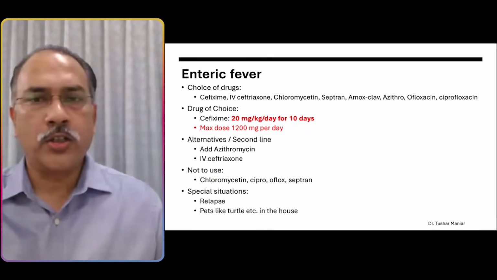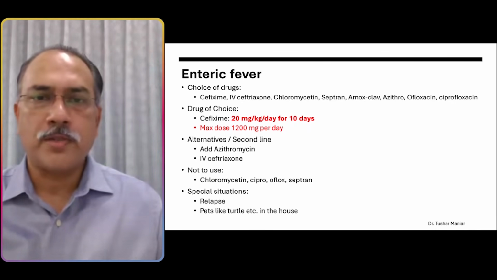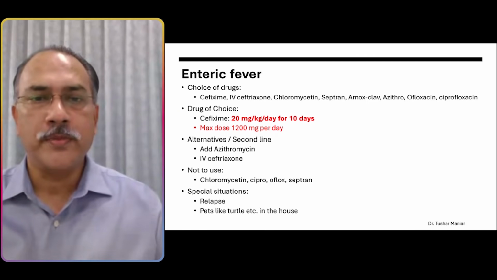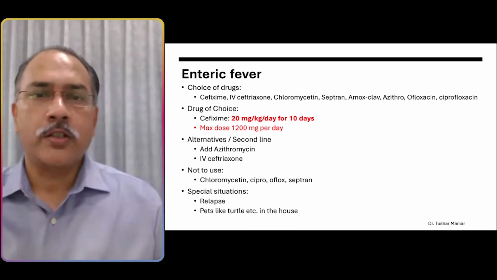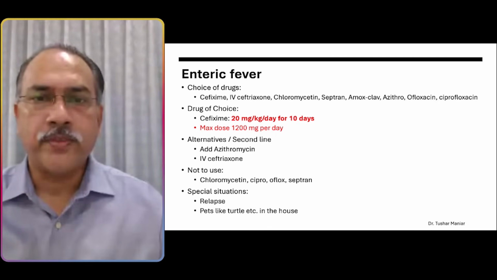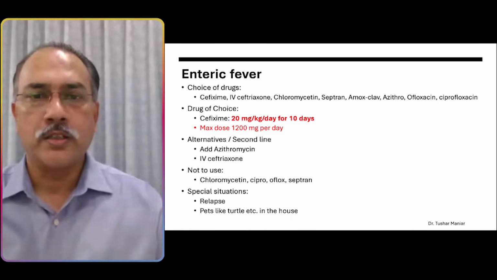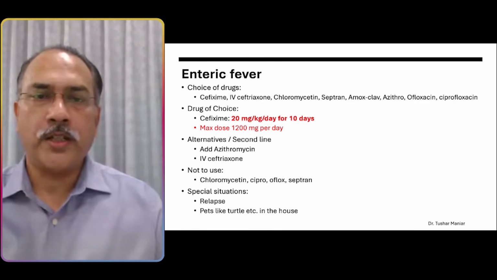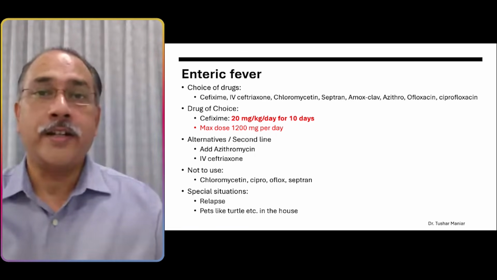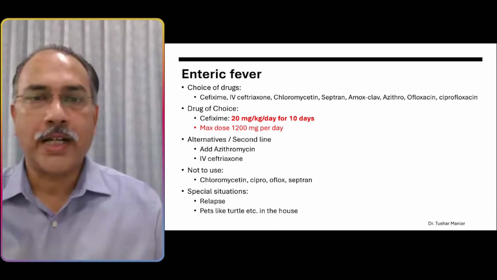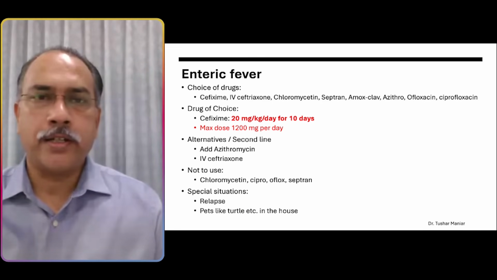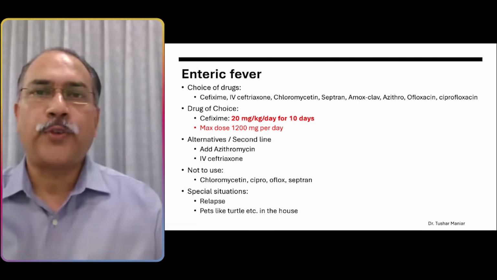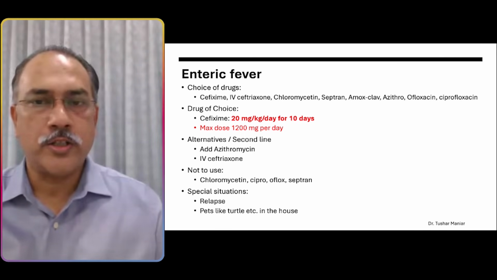So here again, we have a long list of drugs to choose from. I'm not going to read all of them because you know them. The important thing is here again, the drug of choice is cefixime. But you see here, the dose is different. Instead of 8 to 10 per kg, we like to call it enteric dose. So basically it means high dose cefixime, 20 milligrams per kilogram per day for at least 10 days, or at least for 5 days after the fever has subsided. So it could be 10 to 14 days also.